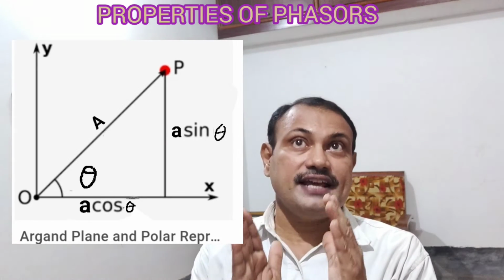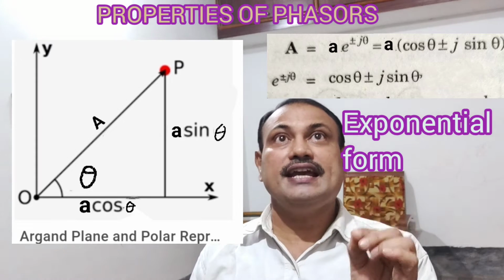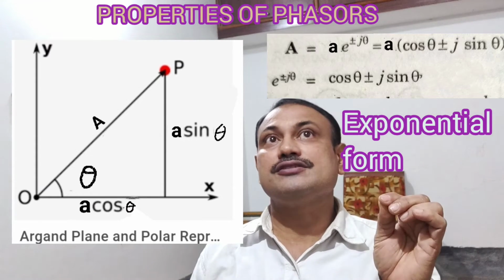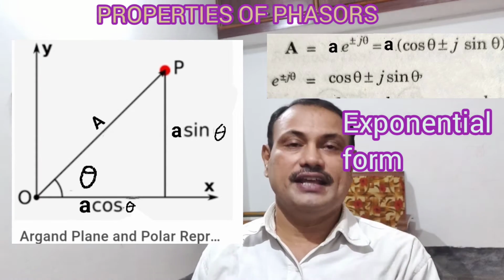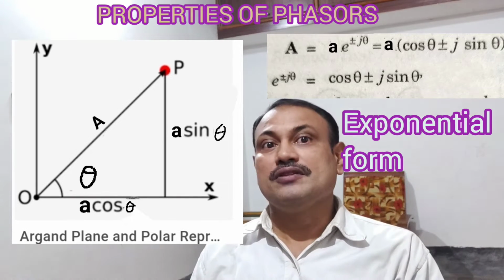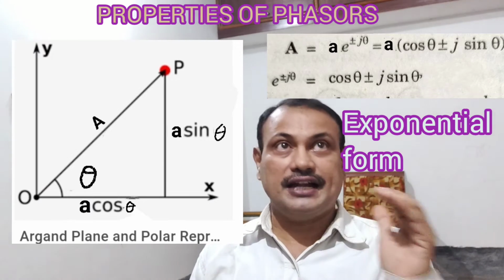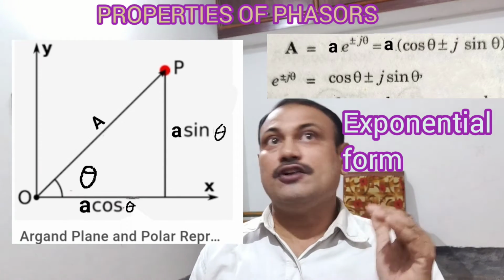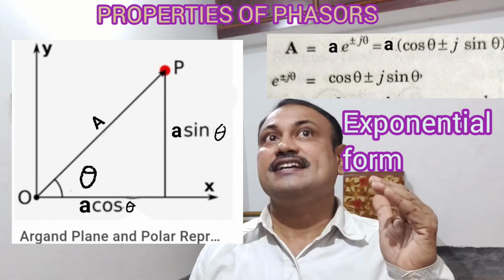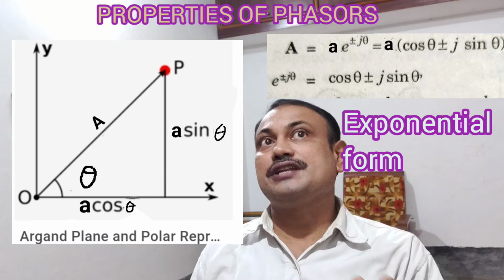And if you write in exponential form, the phasor A can be written as A e to the power plus or minus j times theta, where A is the amplitude part and e to the power j theta is the exponential or the phasor. These can be written, for anticlockwise, as A cos theta plus j A sin theta, and for clockwise as A cos theta minus j times A sin theta.